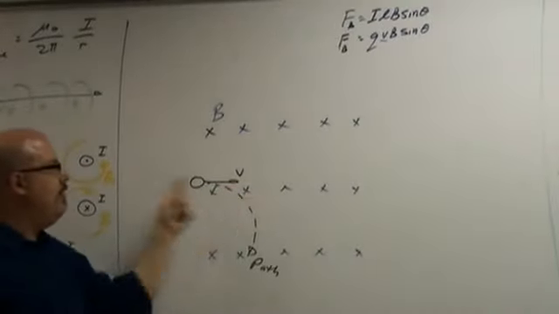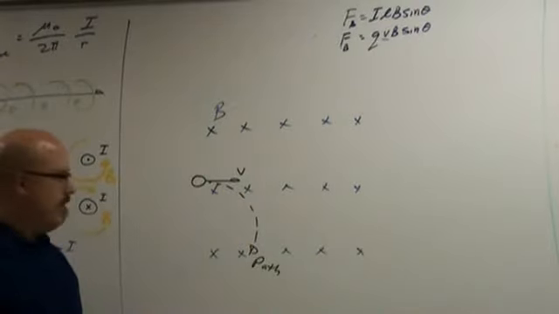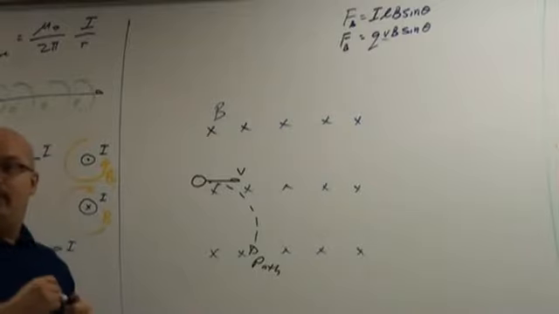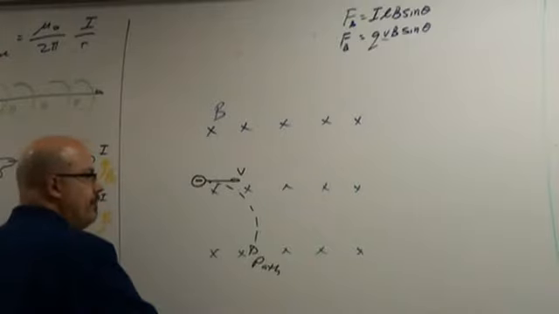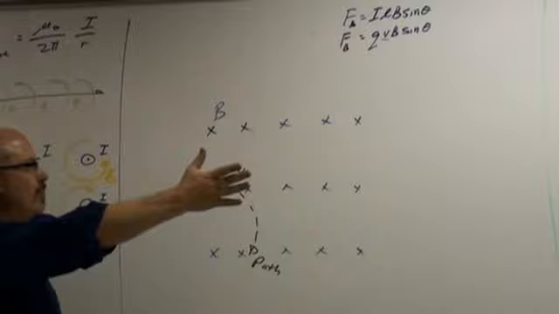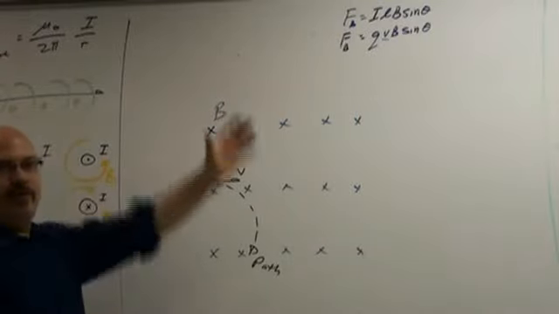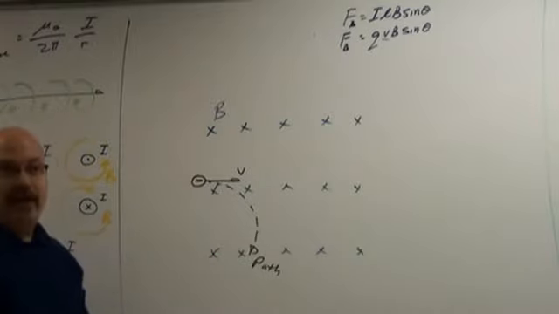Object shoots into a magnetic field, goes this way. That means it's a negative charge. It could be an electron, but we know for sure it's going to be negative. How do we know? Because it's moving down. What's your justification? Left hand. Because the right-hand rule says it should go up, but the left-hand rule says it goes down. And it doesn't. So therefore, it's negative.